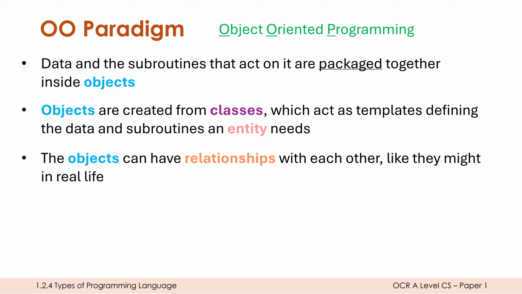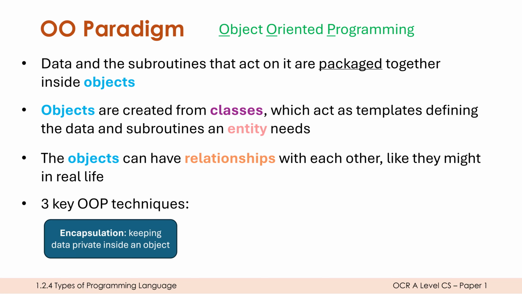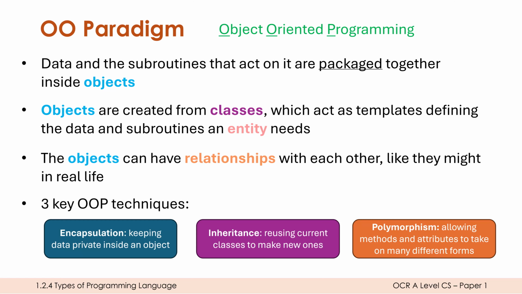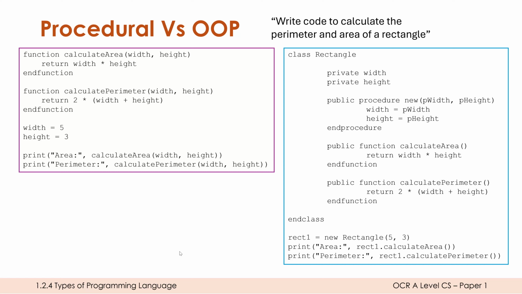And the object-oriented paradigm supports three main techniques which don't exist in the same way in the procedural approach. We've got encapsulation, we've got inheritance, and we've got polymorphism. These boxes contain the kind of one-sentence summary. Again, we will come back to these concepts later in this playlist. If we were to look at a side-by-side comparison of these approaches being used to solve the same problem, which is just in this case calculating the perimeter and area of a rectangle, we can see lots of similarities, lots of differences.